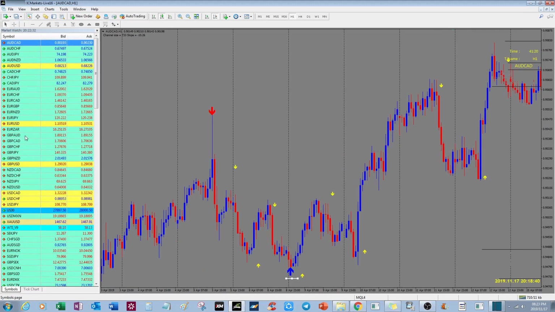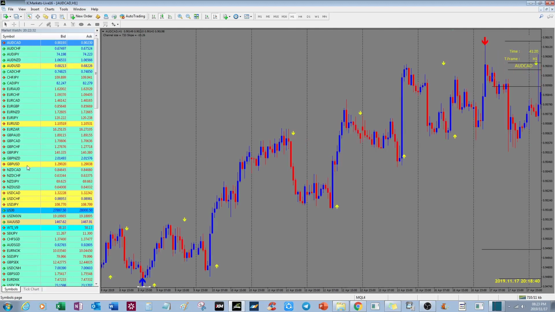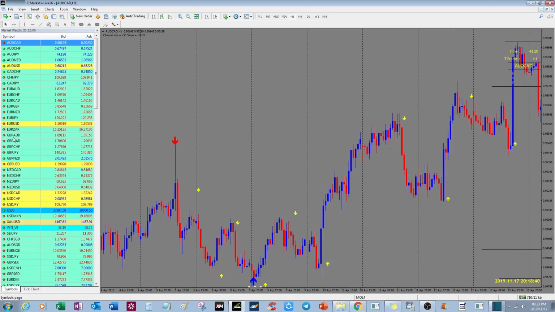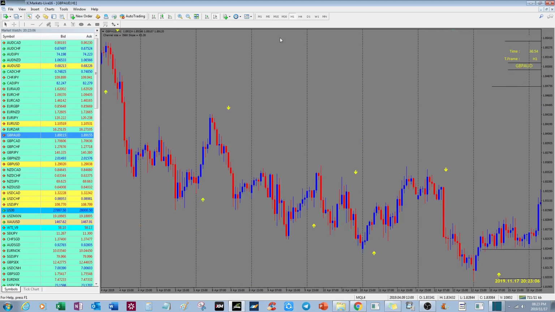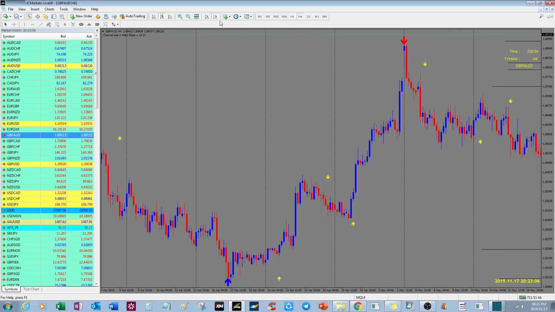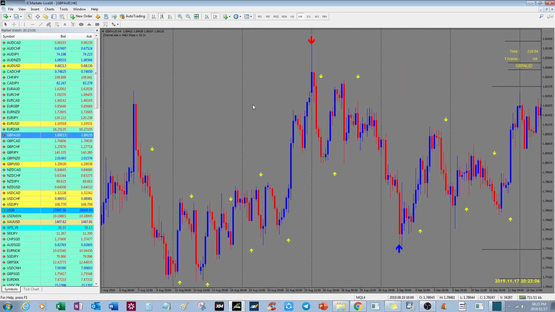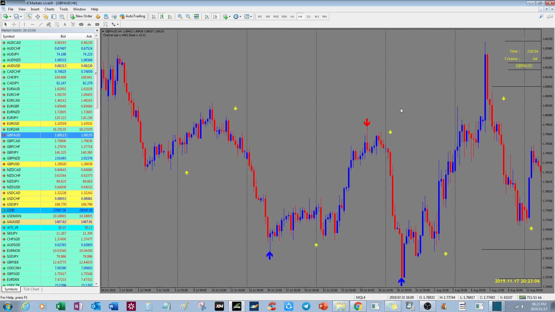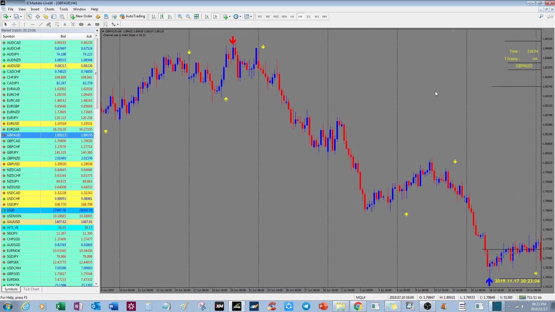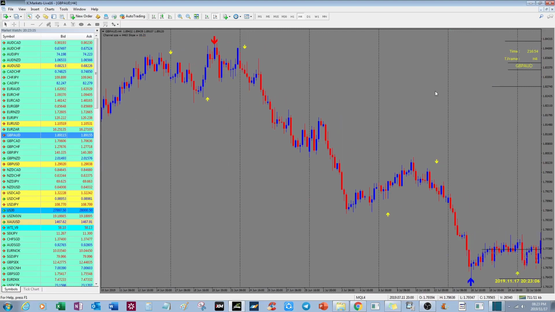Let's go to the GBP pairs. Okay, let's take the GBP Aussie. Let's go to the 4 hour. Let's just do a couple of testing here quickly. Okay, so let's move here.